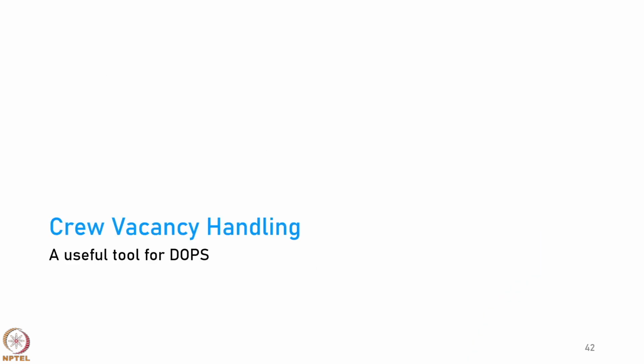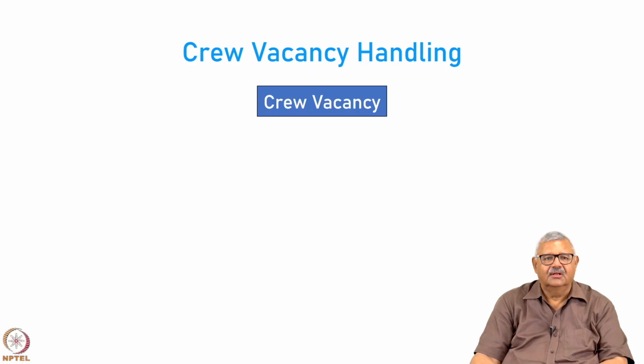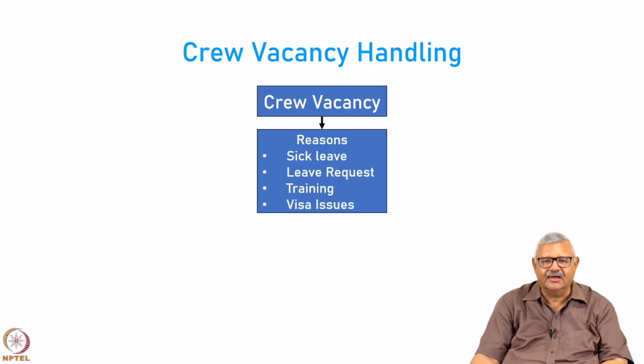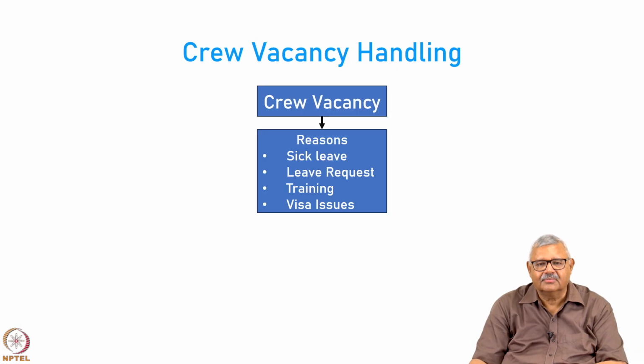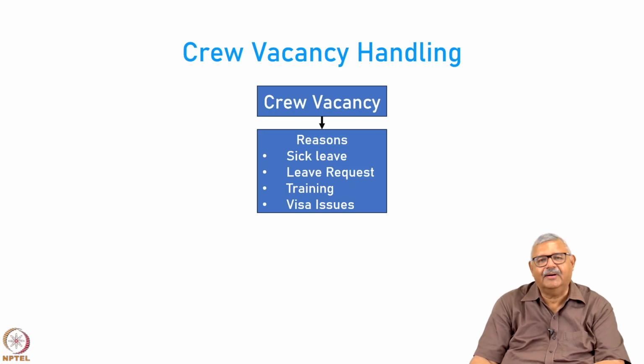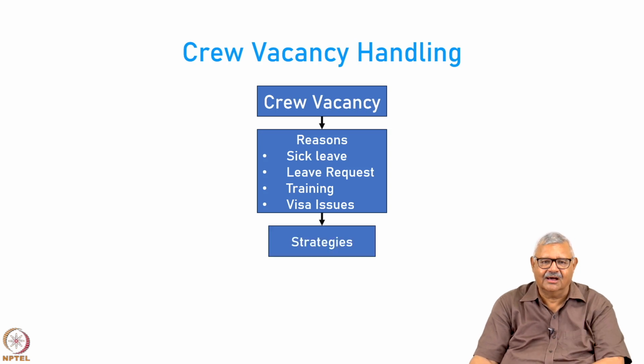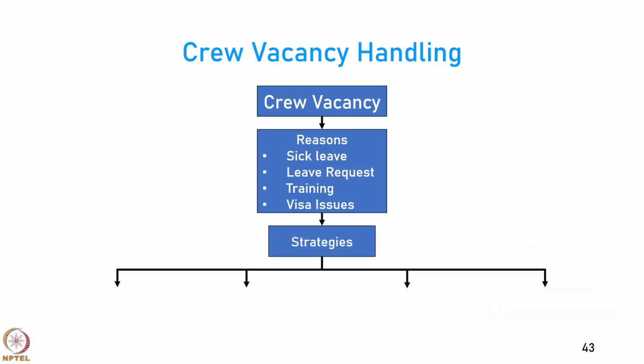Now, one of the useful tools in DOPS is crew vacancy handling. What to do when there is a crew vacancy? So, why does crew vacancy arise? Because of sickness of the crew members, because they want to leave to take care of some urgent family matter, they have to go for training, or sometimes their visa has expired and therefore they cannot travel. There could be many reasons, okay? But some vacancy has arisen. Now, there are some strategies to handle the vacancy. Generally, we use 4 different strategies.